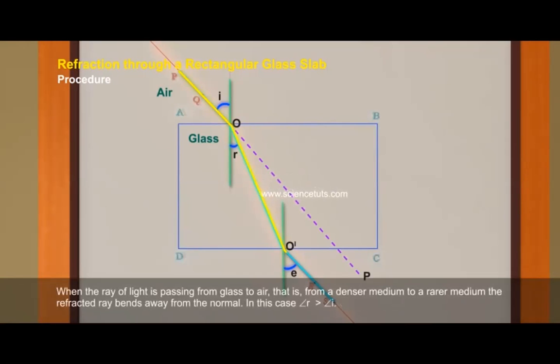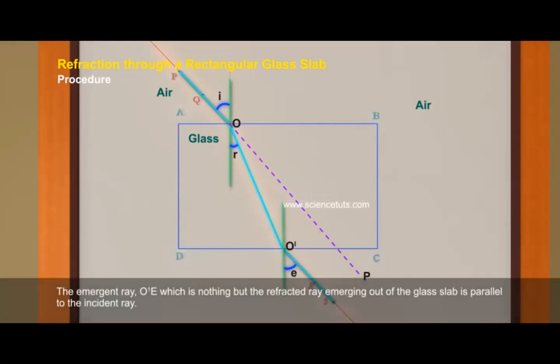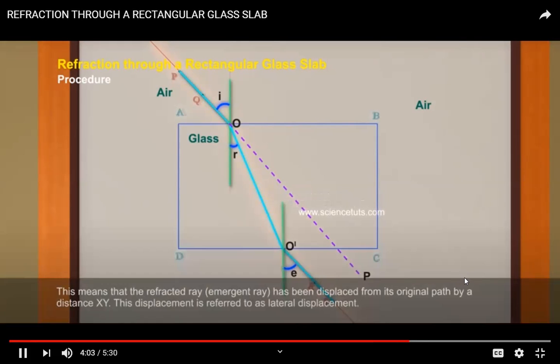When the ray of light is passing from glass to air, that is, from a denser medium to a rarer medium, the refracted ray bends away from the normal. In this case, angle R is greater than angle I. The emergent ray, OE, which is nothing but the refracted ray emerging out of the glass slab, is parallel to the incident ray. This means that the emergent ray has been displaced from its original path by distance XY. This displacement is referred to as lateral displacement.